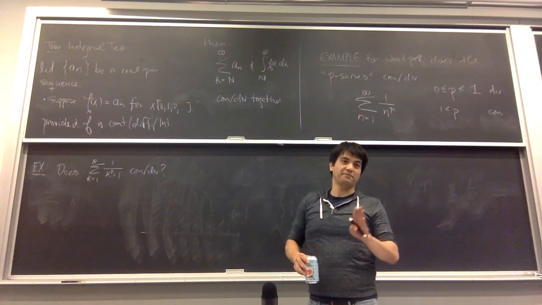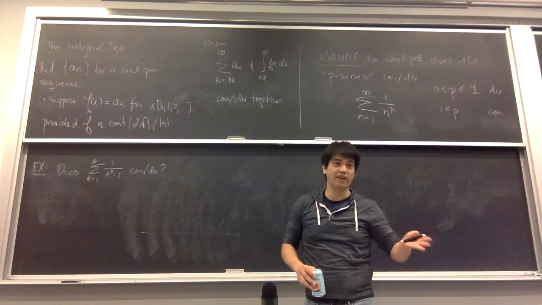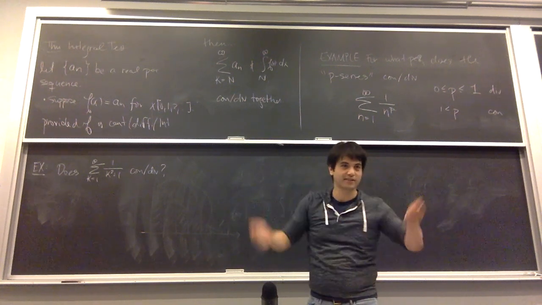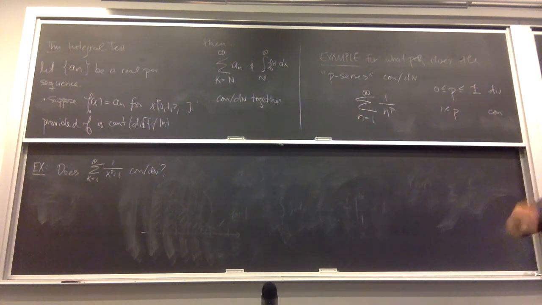Okay, so here's the thing. All you have to do is integrate this. And as soon as you integrate it, it's going to tell you if it's convergent or divergent, because we no longer care about the endpoints. So all you have to do is integrate 1 over k squared plus 1, or 1 over x squared plus 1.